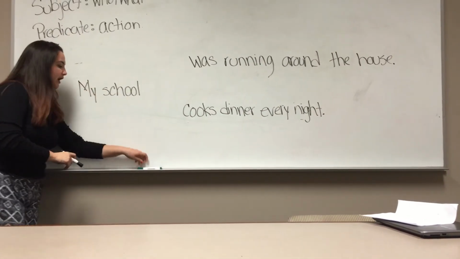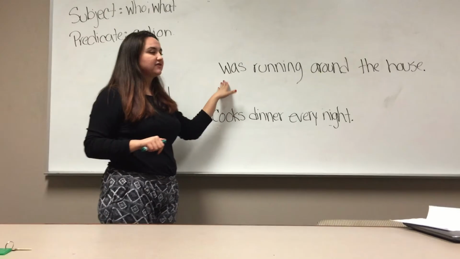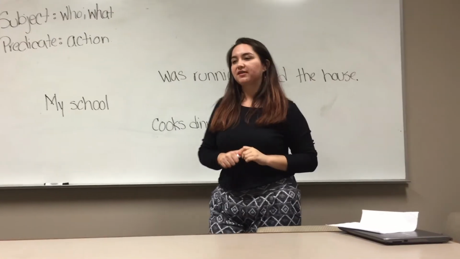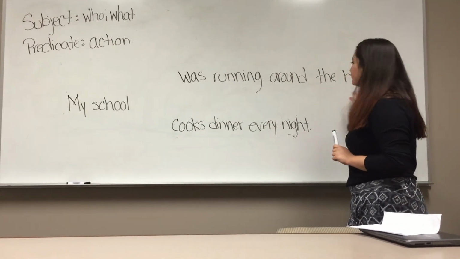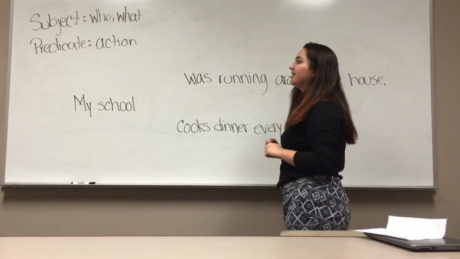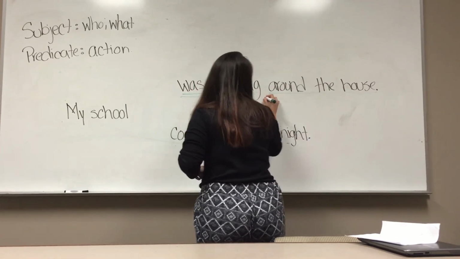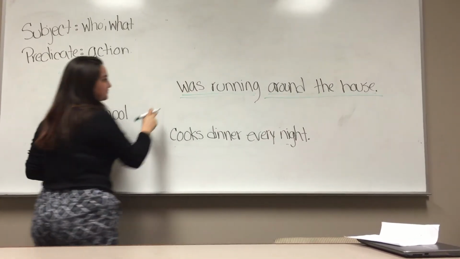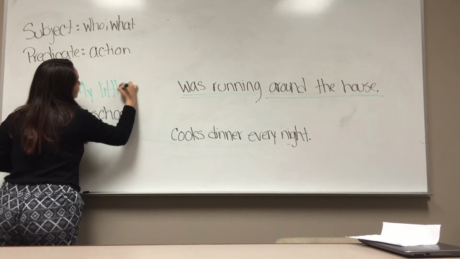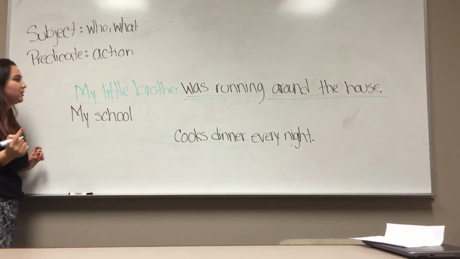So now, I'm going to call in 3 of you, and you're going to tell me if the part that I have is a predicate or the subject, and then you're going to give me the missing part of your sentence, okay? So, Diego, was running around the house. What part of the sentence is this? The subject, the who or what, or the predicate, the action? The action, very good, that's our predicate. So we underline it twice. And now give me our subject. My little brother. Awesome, very good. My little brother. And this is our subject, and it goes underlined once.